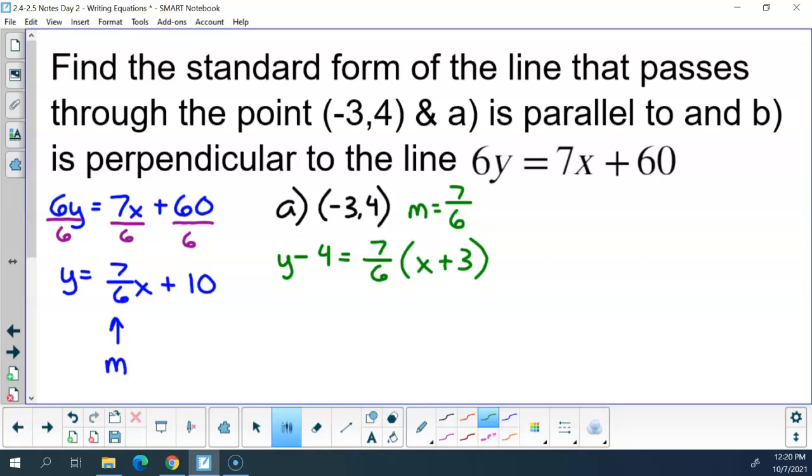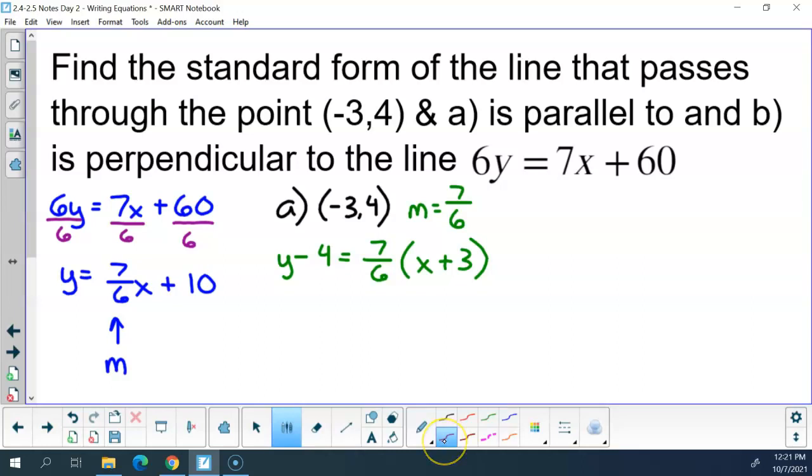So, what form does our answer need to be in? Standard form. Talk to me about standard form. AX plus BY equals C. X and Y are on the same side, and there are no fractions. What's the problem with my green line right now? There are some fractions in it. So let's get rid of the fractions right now. How can I get rid of the fraction? Multiply everything by 6.